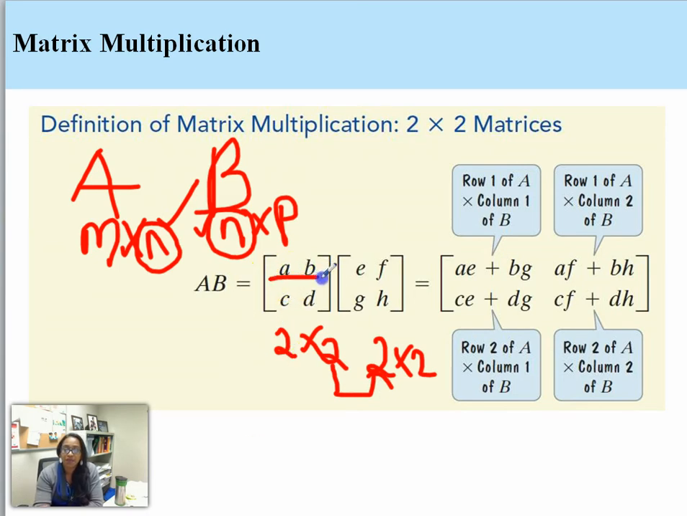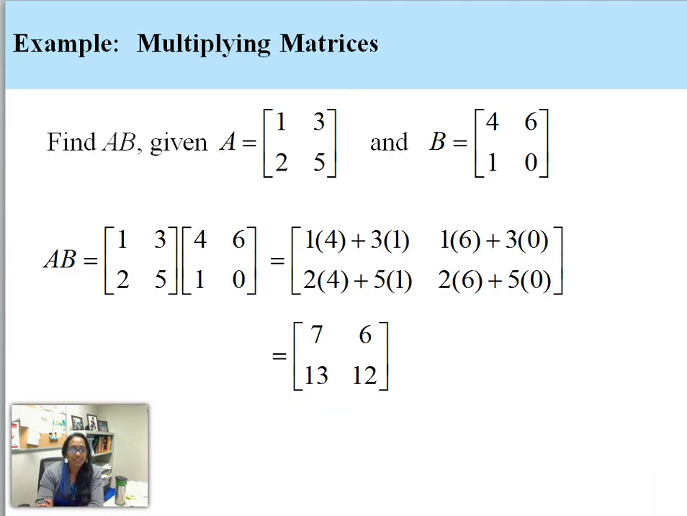It's rows times columns. So first A times E plus B times G. And again, row times column. So A times F and B times H. Same thing again, second row times, so every row gets multiplied with every column. All right, so row times columns. Let's go ahead and multiply these two matrices here.